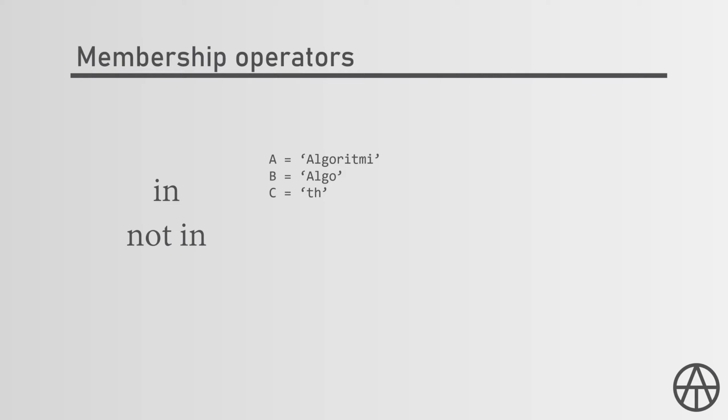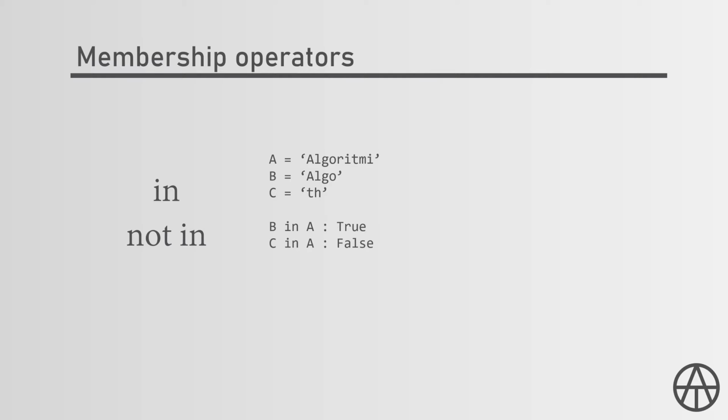So let's take a look at this code to understand what it actually does. We've set a equal to "algorithmy", a string, and then b, again a string, with "algo" in it, and c equal to "th". And when we say b in a, it's going to check whether or not it can find the value of b in a. It's exactly what it does. So it's pretty much English. It does find it. "algo" is the first half of "algorithmy", and that's why it's going to result in true.